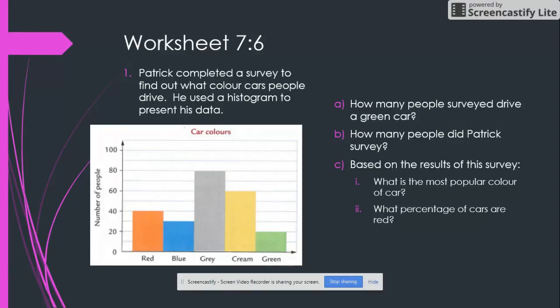What percentage of cars are red? Right, percentages. Okay, so what we do there is we take our number 40, we divide it by our total, which was 230, and we times it by 100, and that'll give us our percentage. So you do that, and you can get the percentage.